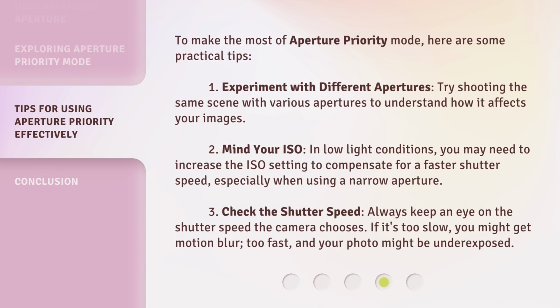To make the most of Aperture Priority Mode, here are some practical tips. 1. Experiment with different apertures. Try shooting the same scene with various apertures to understand how it affects your images. 2. Mind your ISO. In low light conditions, you may need to increase the ISO setting to compensate for a faster shutter speed, especially when using a narrow aperture. 3. Check the shutter speed. Always keep an eye on the shutter speed the camera chooses. If it's too slow, you might get motion blur, too fast, and your photo might be underexposed.